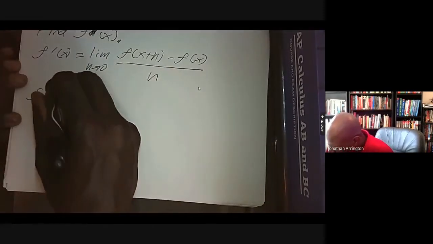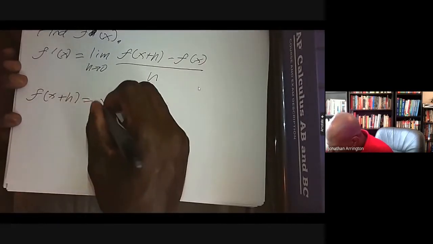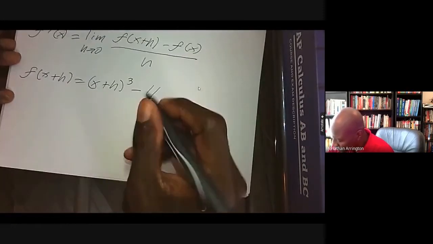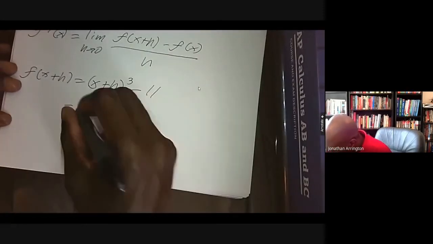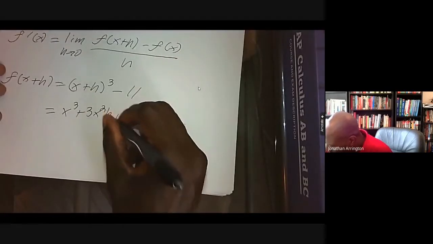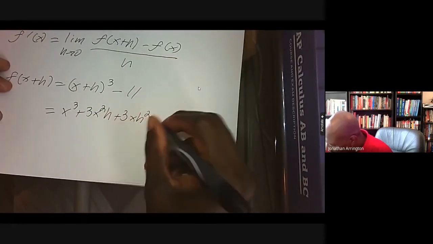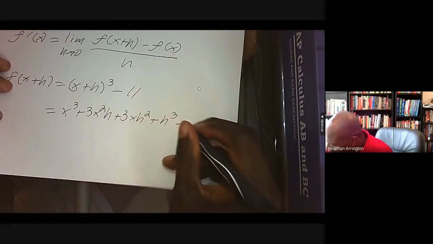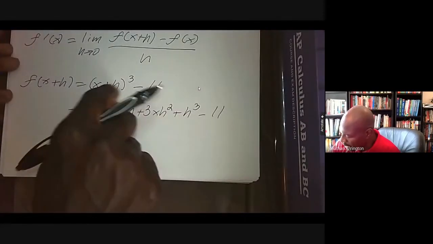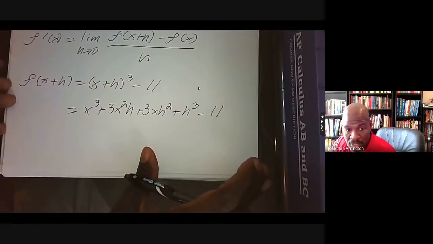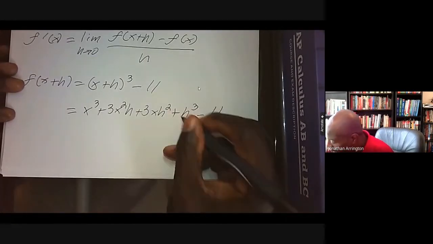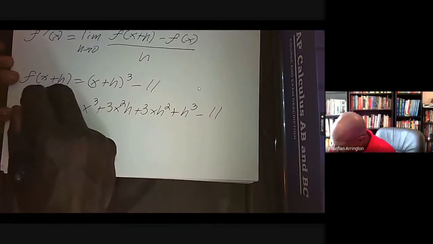So f of x plus h is x plus h cubed minus 11. And x plus h cubed is x cubed plus 3x squared h plus 3xh squared plus h cubed minus 11. If you forgot how to cube a binomial like this, it's binomial expansion, and we use something called Pascal's triangle. It's not the most difficult thing in the world to do. So this is f of x plus h.